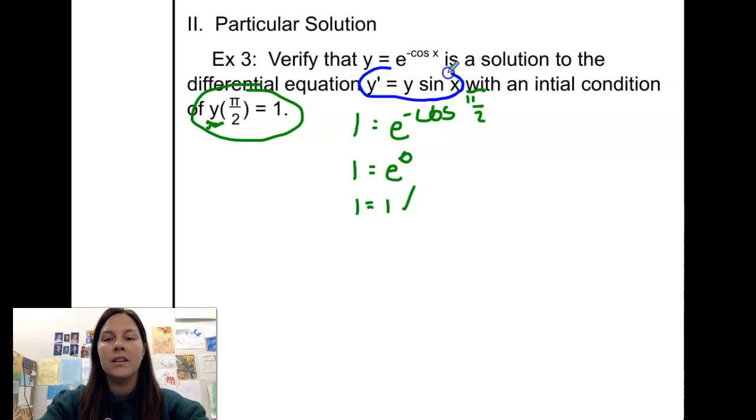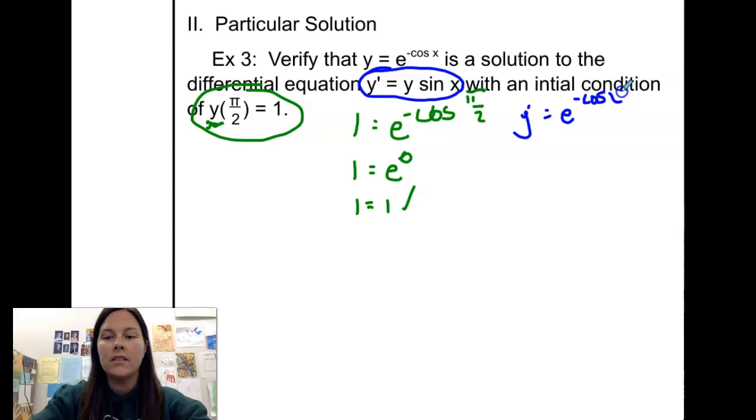This one, we have y prime, or the derivative, is equal to y times the sine of x. So we'll start by taking the derivative of our function. The derivative of an exponential is the exponential, so we're going to take e to the negative cosine of x times the derivative of the exponent. Now the derivative of cosine is negative sine, so the derivative of negative cosine would be positive sine. Nothing to simplify here, so now we're just going to sub that into our differential equation.